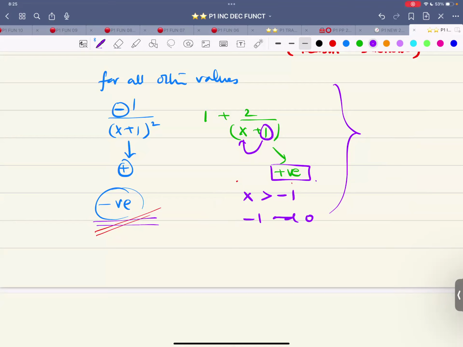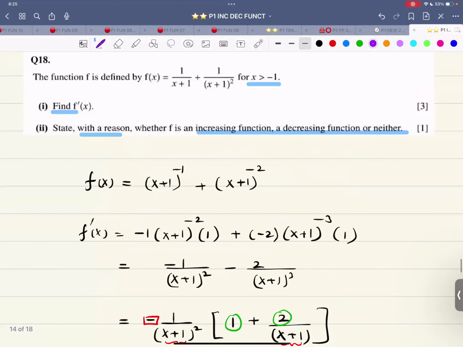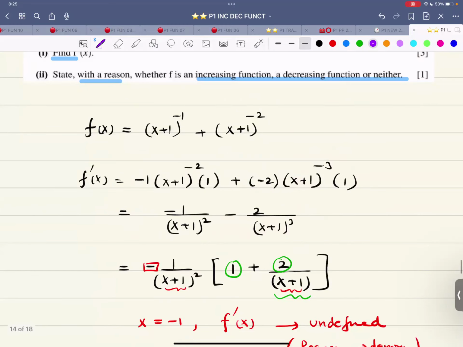So negative into positive over here, this product is negative. So therefore, the function is decreasing. First, I ignored this thing. I thought it was all real values. It's not all real values. This is x is greater than -1.